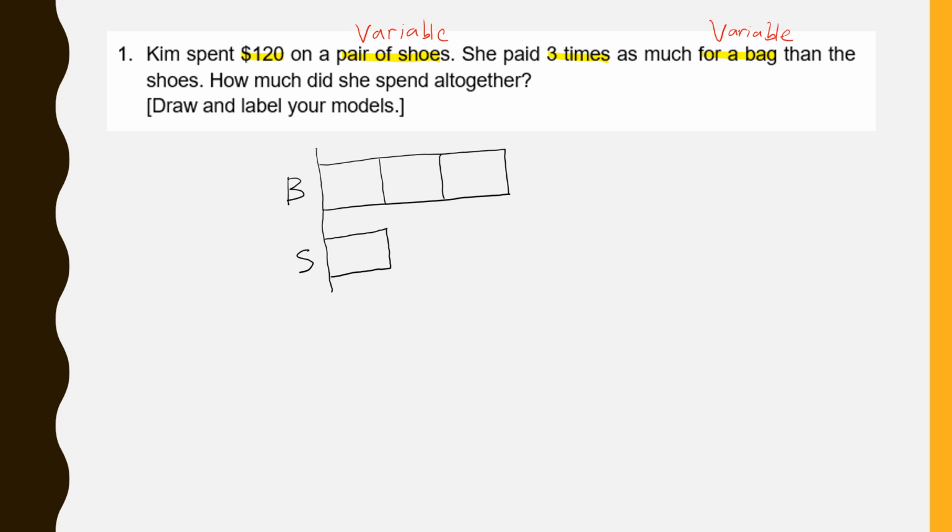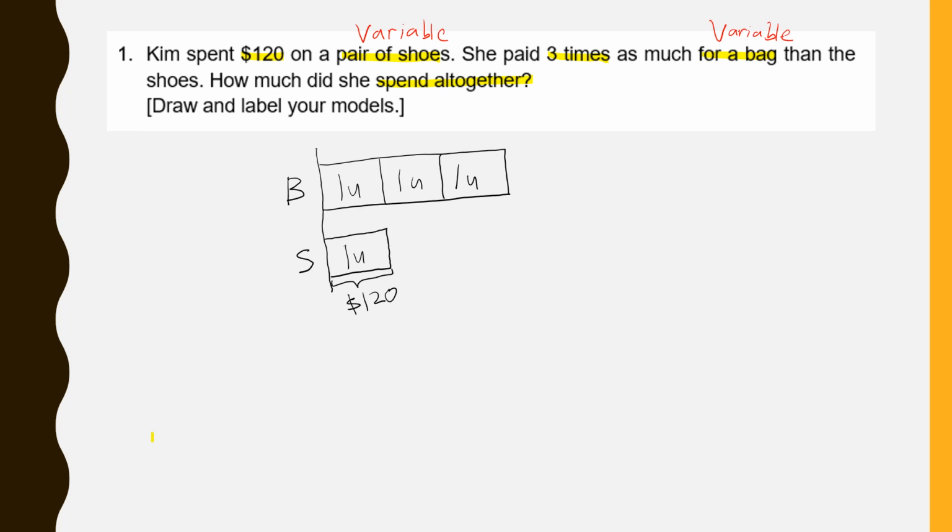Based on the information, the shoes cost $120. That's quite expensive, but there are shoes that are so expensive. Now she paid 3 times as much for a bag. So you realize that this bar, this bar, this bar, and this bar are all the same length, same value. So you label it 1 unit, 1 unit, 1 unit, 1 unit. Now we move on to the information over here. How much did she spend altogether? This is the unknown total. I'm going to highlight this. There's a question mark here.